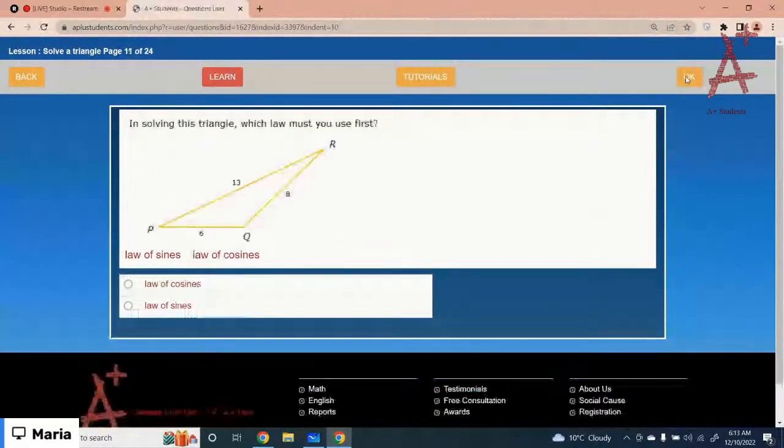Okay, in solving this triangle, which law must you use first? You are given all three sides. So which law must you use first? It would be the law of cosine. Got it?